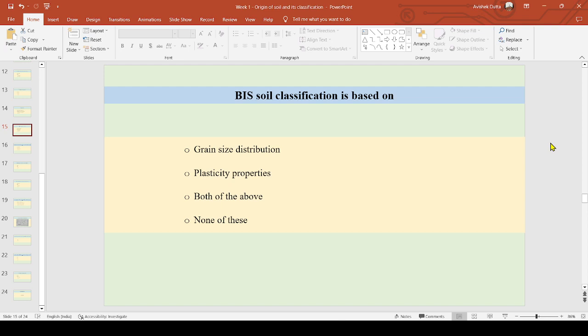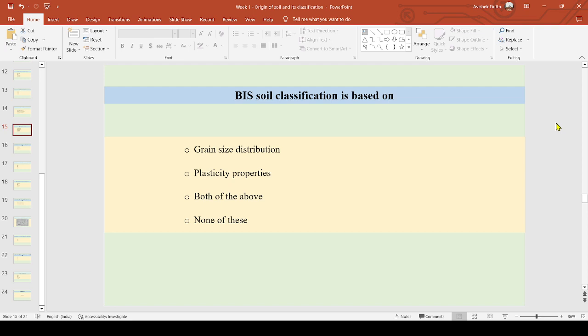It is primarily based on which properties of soil? The options are grain size distribution, plasticity properties, both of the above, or none of these. You can also tell me if there is something else required for the classification system in BIS, but the primary options given here, either any one or both or none of these, are responsible for taking part in the BIS soil classification.